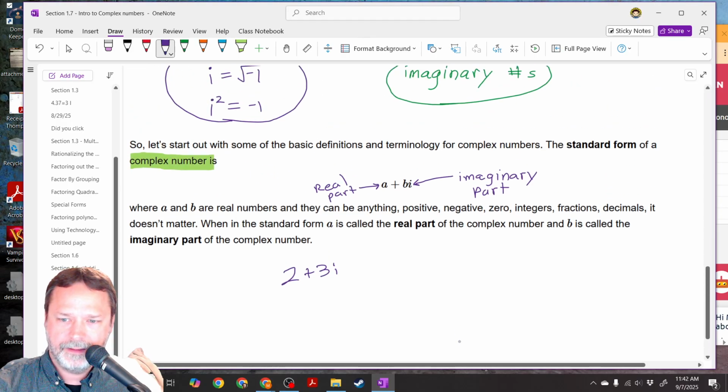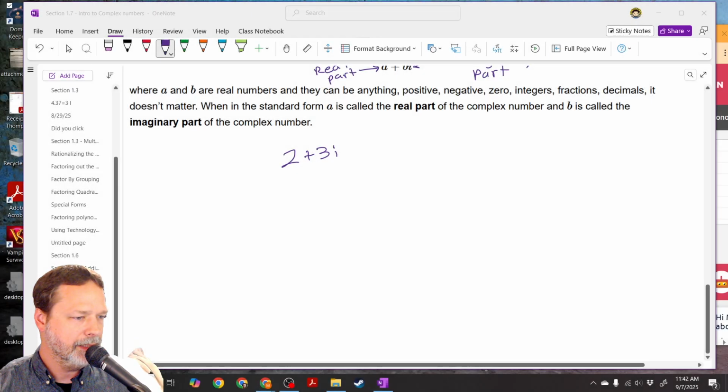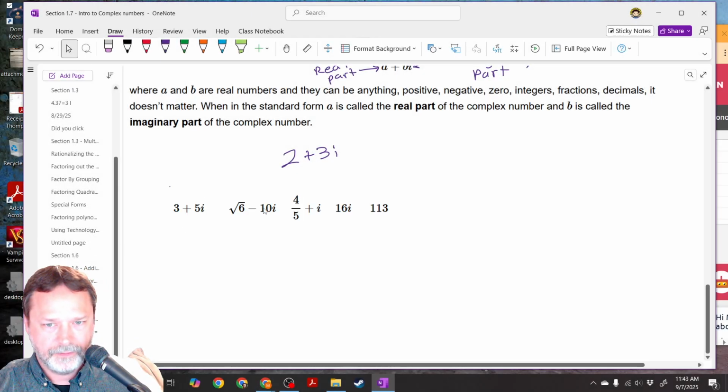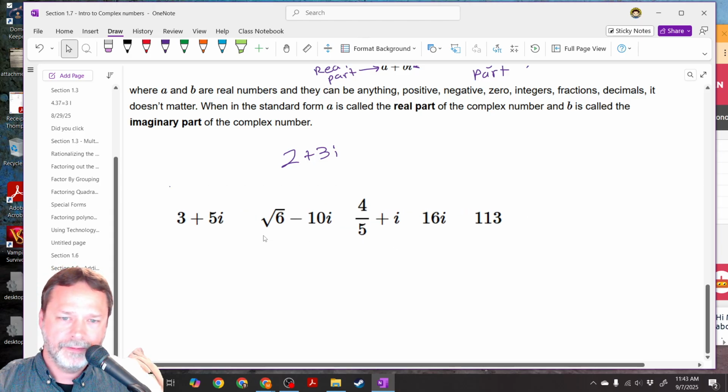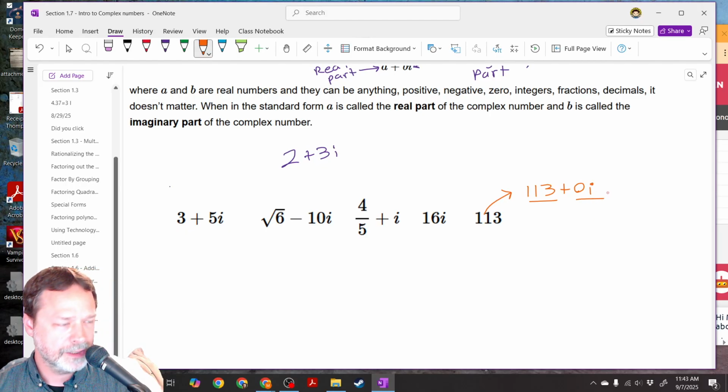So I think that will do it for today. I just want to show you some examples of complex numbers, and then we will start playing around with these. So these are examples of complex numbers. All of these work: 3 plus 5i, root 6 minus 10i, 4/5 plus i, 16i, 113 as a number. Why is that a complex number? Because you could rewrite that as 113 plus 0i. You got your real part, you got your imaginary part. 0 times anything is still 0.